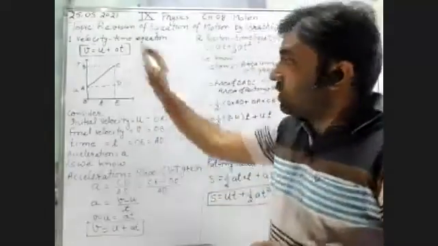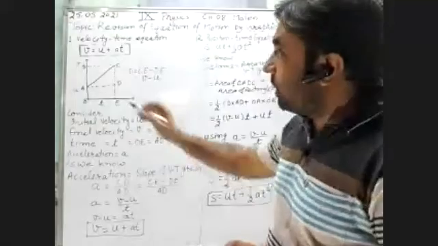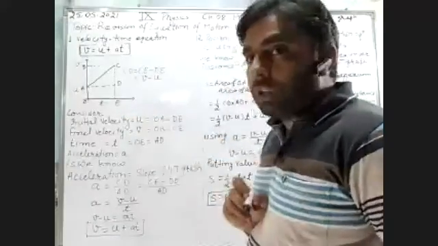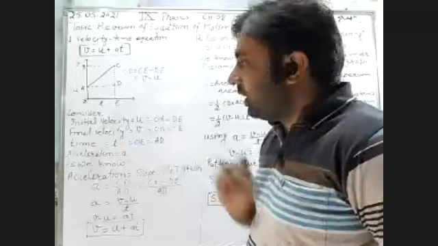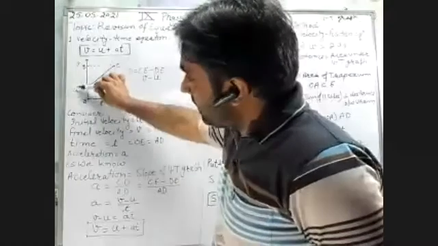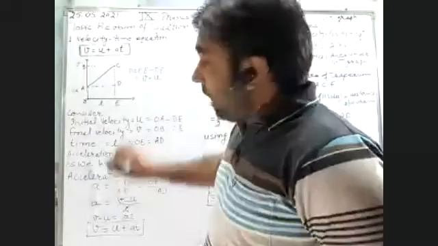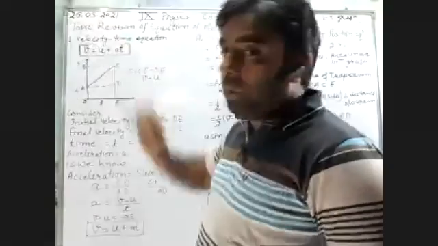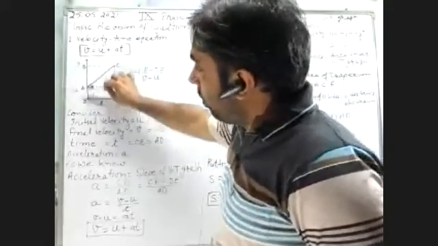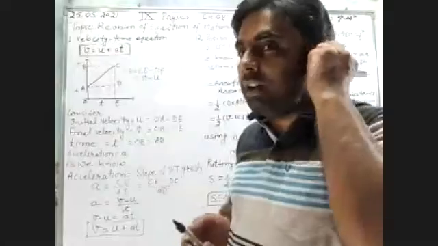So let's discuss the first equation of motion. Let's consider initial velocity u, final velocity v, and the time taken t. We use the symbol a for acceleration. Look at the velocity time graph: the object is moving with some initial velocity u. OA represents the initial velocity u. After some time, the velocity will be v, so OB represents v, the final velocity.